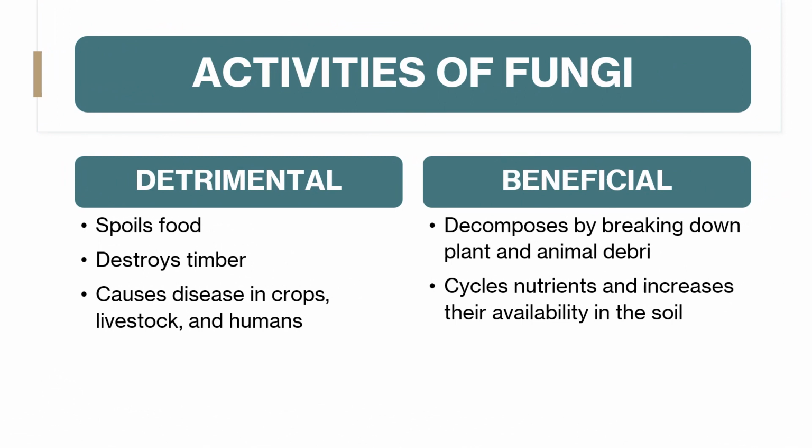Next, we'll talk about the activities of fungi. So fungi actually has beneficial and detrimental activities. Detrimental is it spoils food, we know that. It can destroy timber, and it's very bad for farmers because it can cause diseases in their crops or their livestock. And fungi can actually cause diseases in us humans.